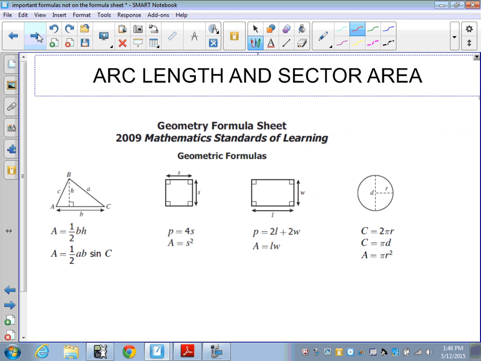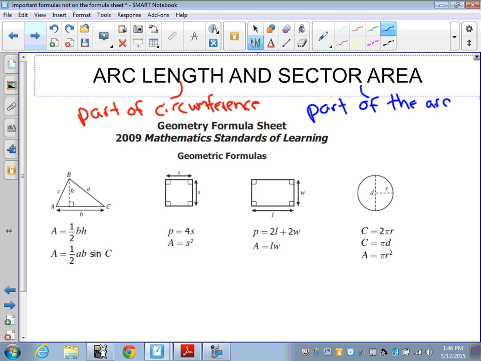Another formula that comes up pretty frequently is arc length and sector area. To do this, we have to realize that the arc length is part of circumference, and sector area, it's part of the area. So what we do is we take our circumference and our area formulas and we just multiply it by the central angle over 360. And you do the same thing for the area, the central angle over 360. So we'll take a look at several problems that have been on the last 2 released SOLs.